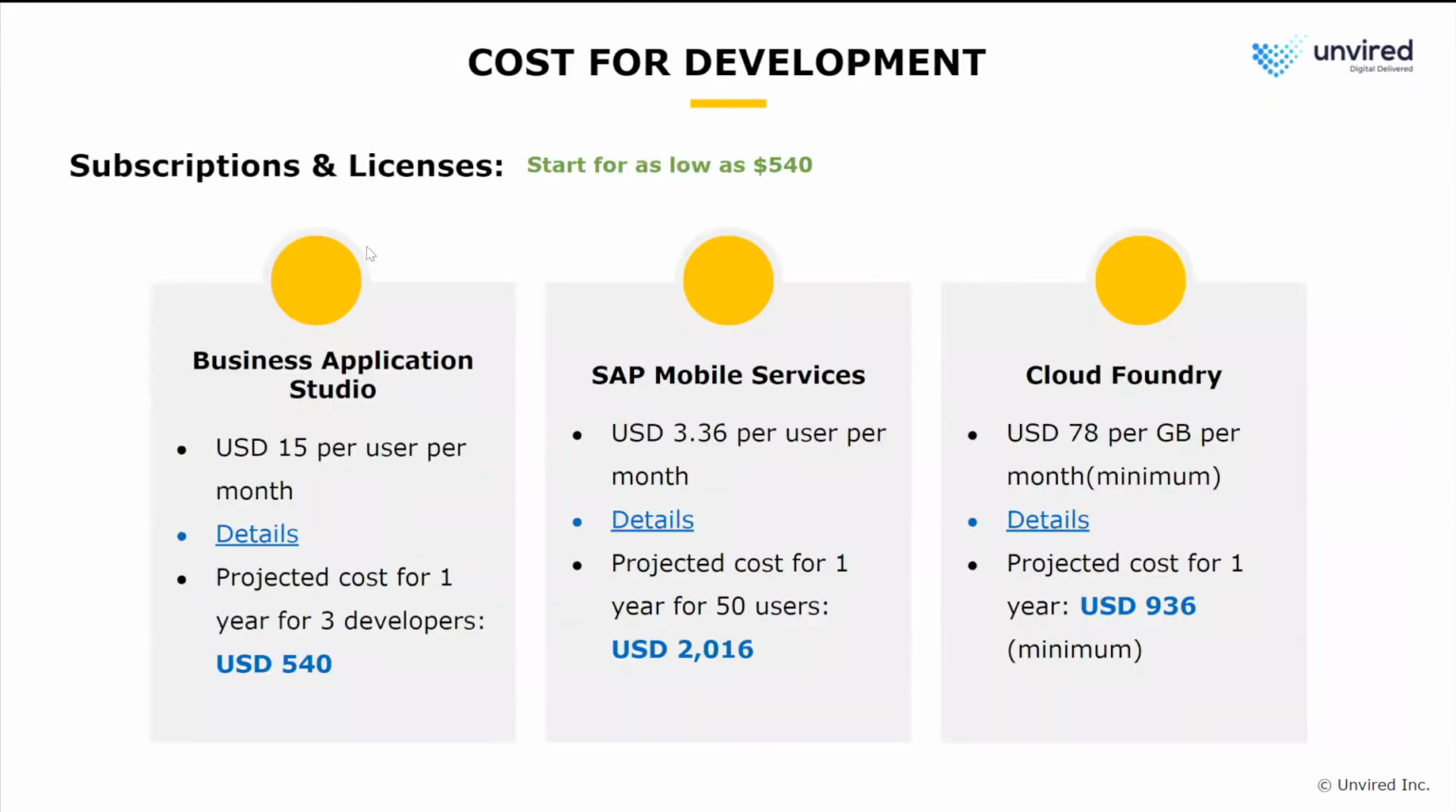So what does it really take for you to build, or what does it cost for you to have this infrastructure in place in your company to build these applications? So if you're looking at building online Fiori applications, all that you need is a subscription to the Business Application Studio, which starts at about $15 per user per month. So if you have, let's say, a team of 3 developers who are developing these Fiori applications on BAS, the cost for 1 year would be about $540 USD, right? So you can start for as low as $550 with your custom Fiori application and development, as cheap as that.